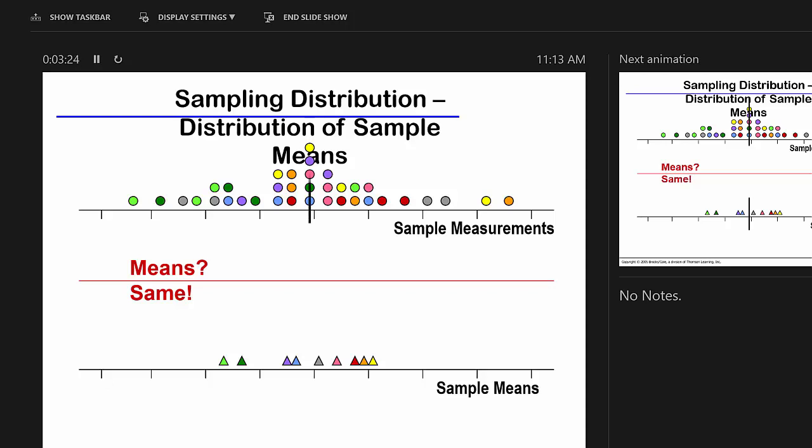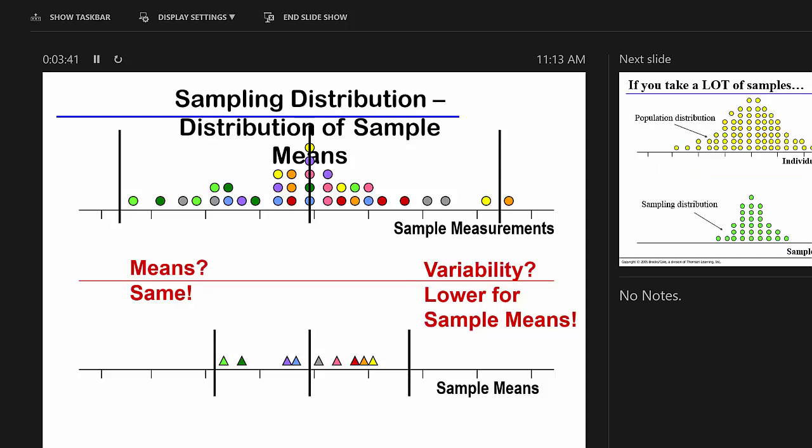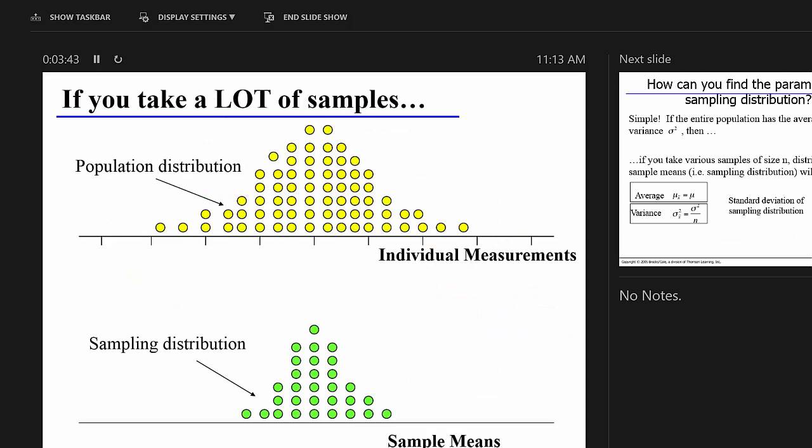So the means are the same, these two lines illustrate that, but variability is lower for the sampling distribution, okay? Here is approximately the range for my population distribution, and the range for the sampling distribution is much smaller. All right, so we're going to use these two facts later.